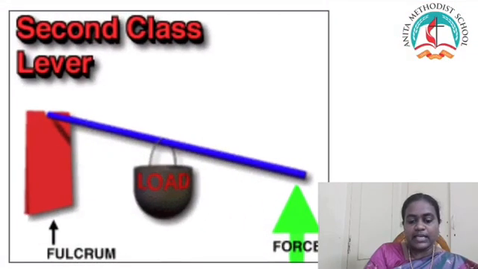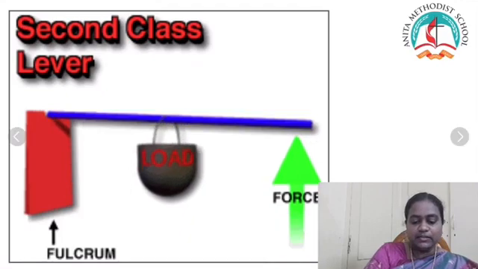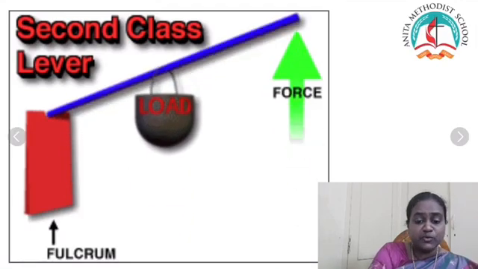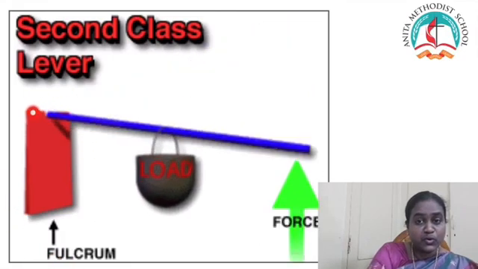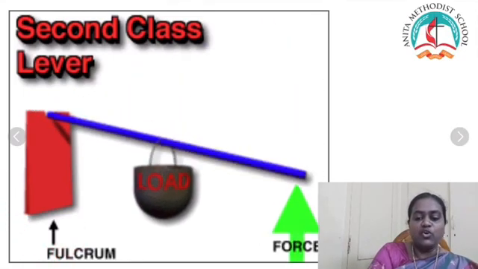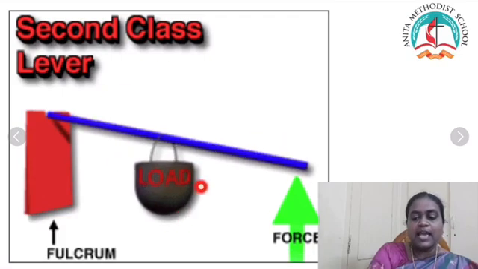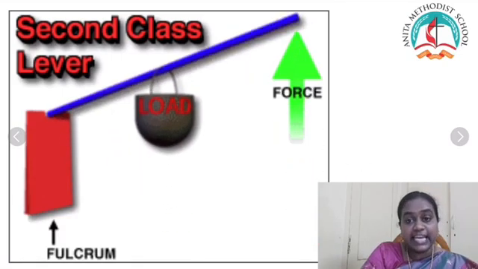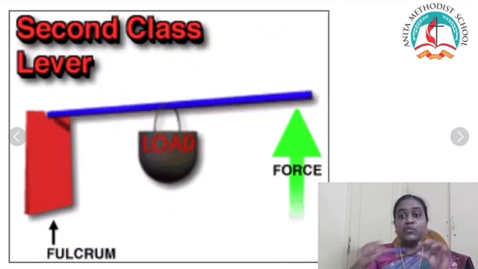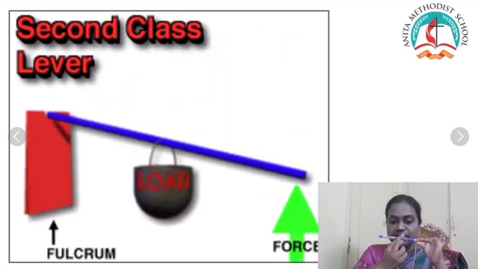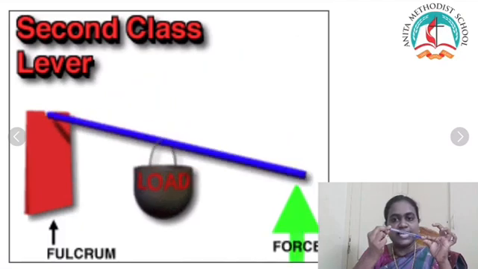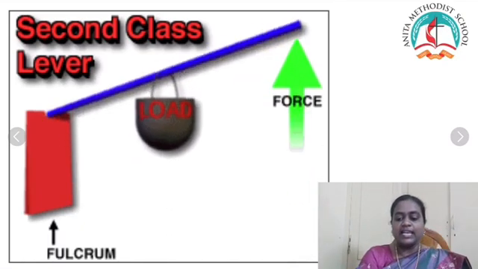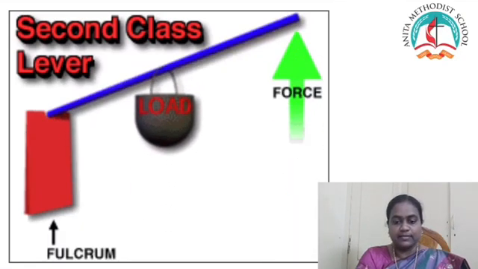We'll move into the second class lever. In the second class lever, the fulcrum is moved to one end. From center, it is moved to one end and load is in between and force is at the end. Okay. In the second order, fulcrum moves to end, load is in between and force is last. Okay. Let's look into an example.